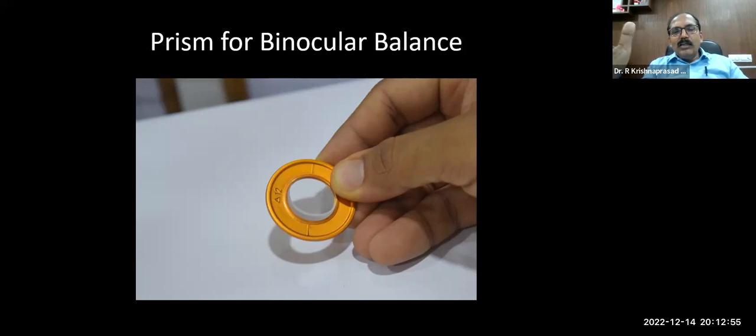So binocular balance technique is a simple, elegant and a very quick method. This takes half a minute to do, so that in children who are actually accommodating very, very robustly, I mean, the accommodation is very active, it's very difficult to suppress accommodation, you can actually check this out, and so that you will not get into trouble when you're prescribing glasses, especially in hyperactive children.